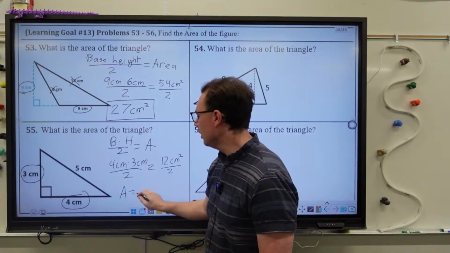Now, we're going to step away from area for a moment and then step into our learning goal 14, or volume.